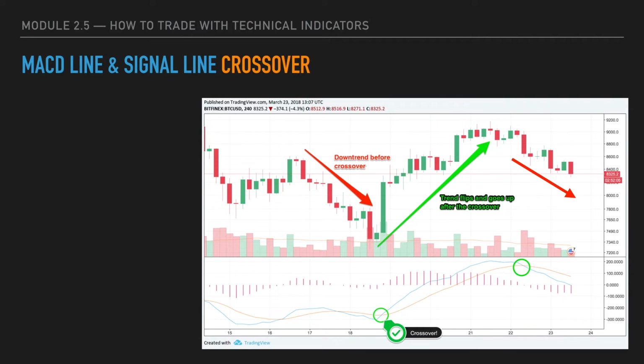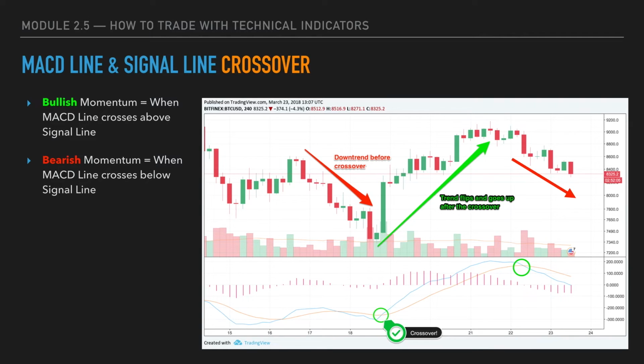When the MACD line and the signal line cross each other, we call it a MACD crossover. Some professional traders use the MACD crossover to measure the momentum of a market. When the MACD line crosses above the signal line, it's widely considered a bullish momentum.